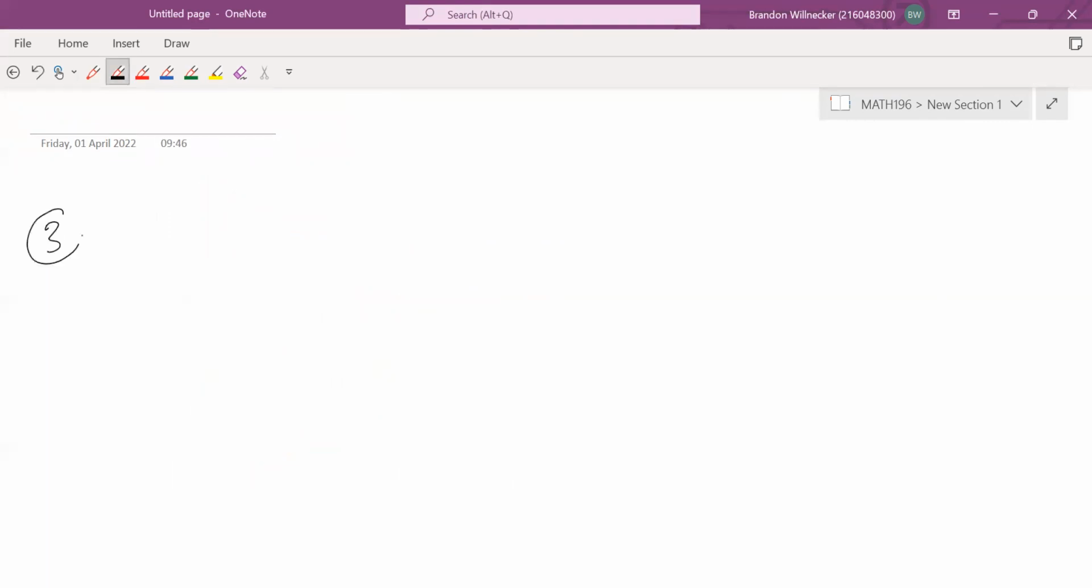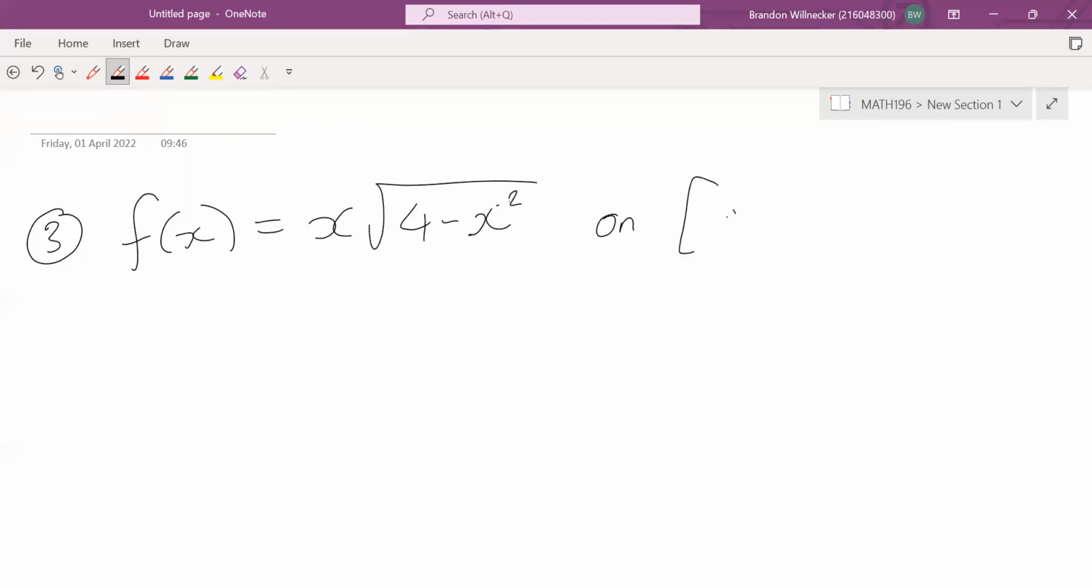Okay, example 3. So we have our function f is equal to x times the square root of 4 minus x squared on the interval 0, 2. Okay, so we have something like this. We want to find the average value.